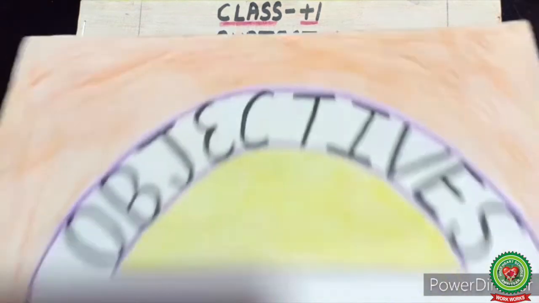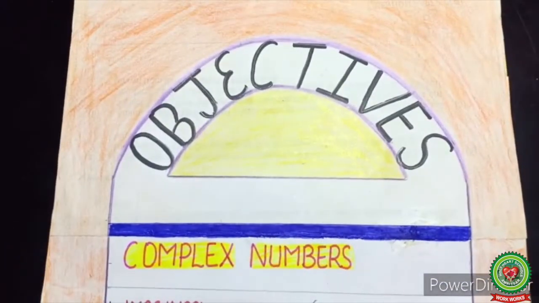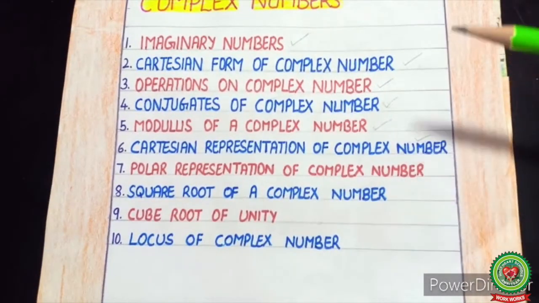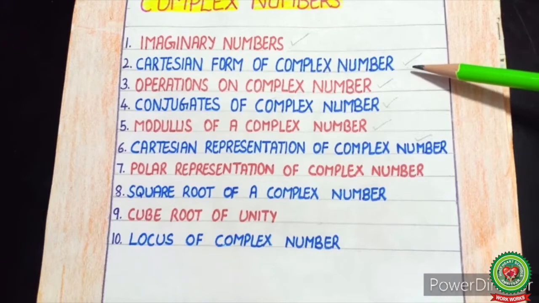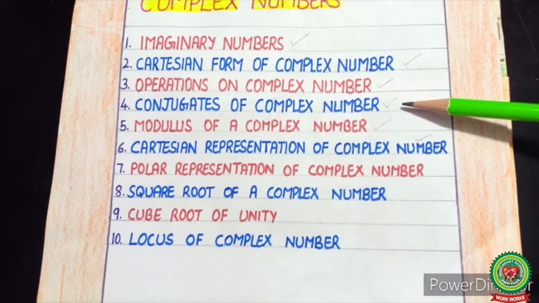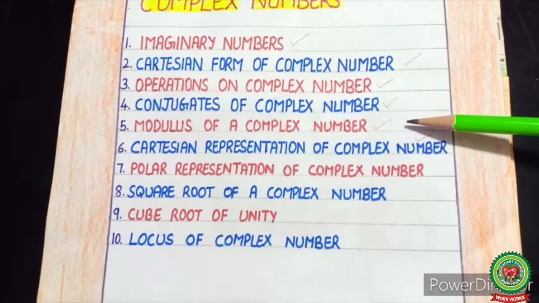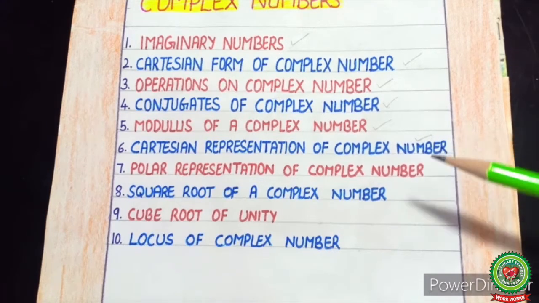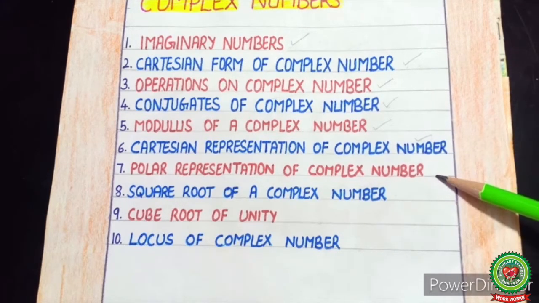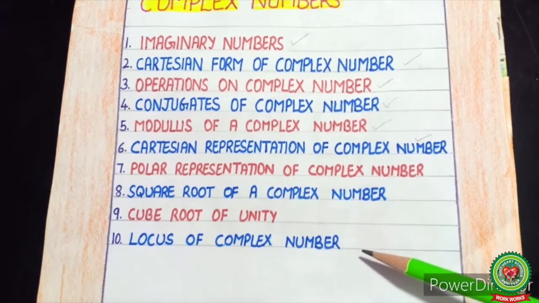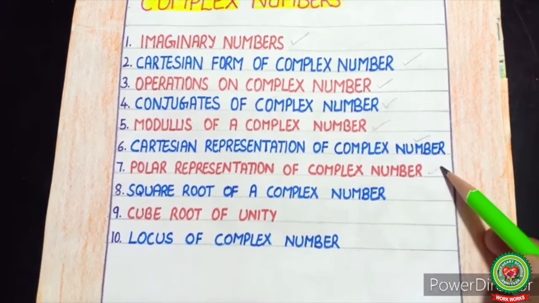In this chapter, the objectives are, first of all, imaginary numbers, Cartesian form of complex number, operations on complex number, conjugates of complex number, modulus of a complex number, Cartesian representation of complex number, polar representation of complex number, square root of a complex number, cube root of unity and locus of complex number. So we have done the first 7 objectives.